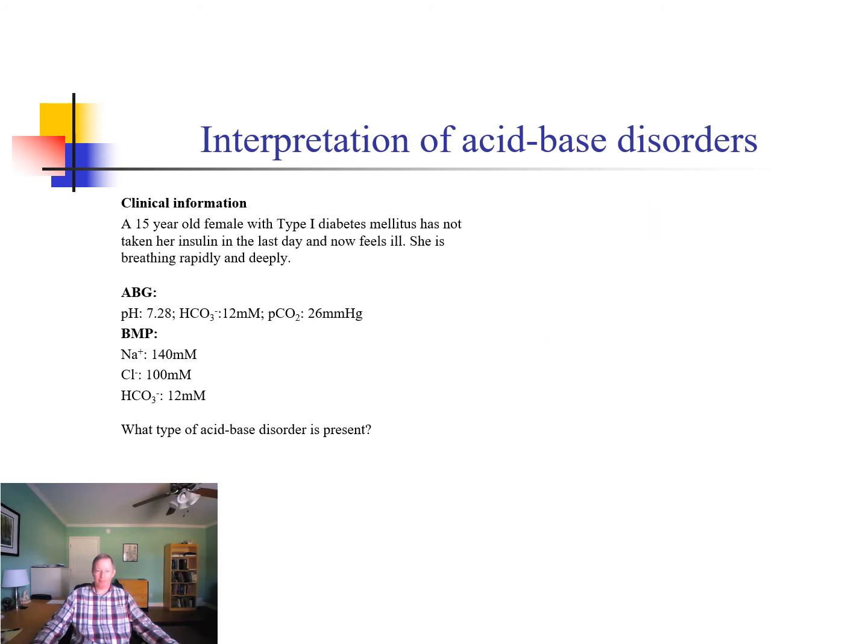Fabulous. Let's try this one. A 15-year-old female with type 1 diabetes mellitus has not been able to take her insulin for the last day, and she now feels ill. She's breathing rapidly and deeply. You take an arterial blood gas: pH is 7.28, bicarbonate 12, PCO2 is 26, and the BMP is as shown. What kind of acid-base disorder does she have?